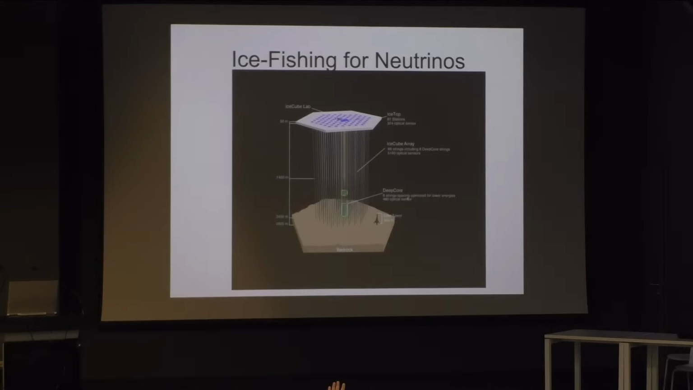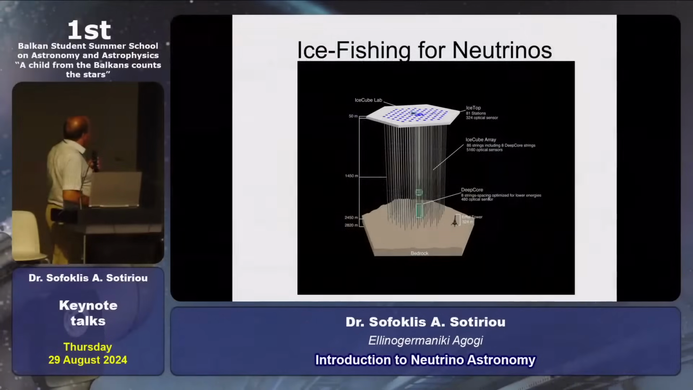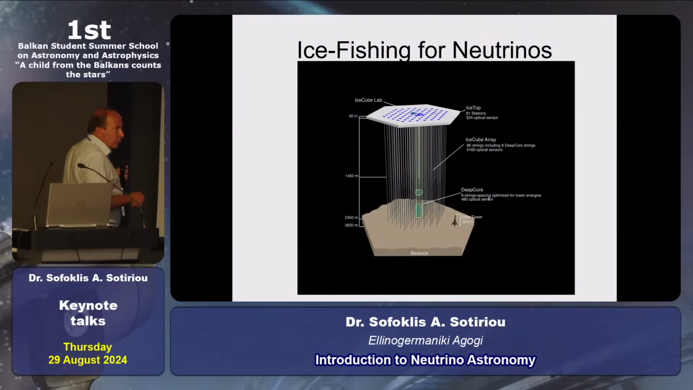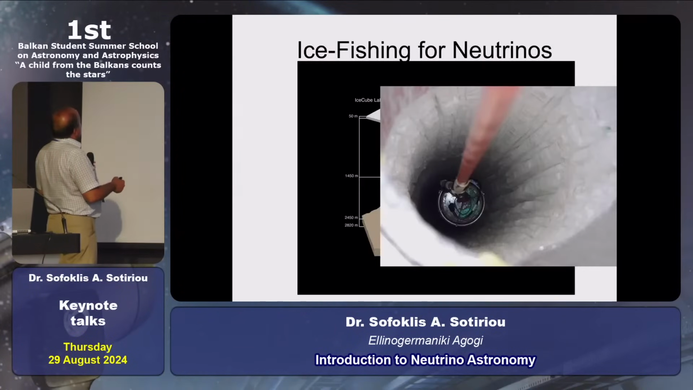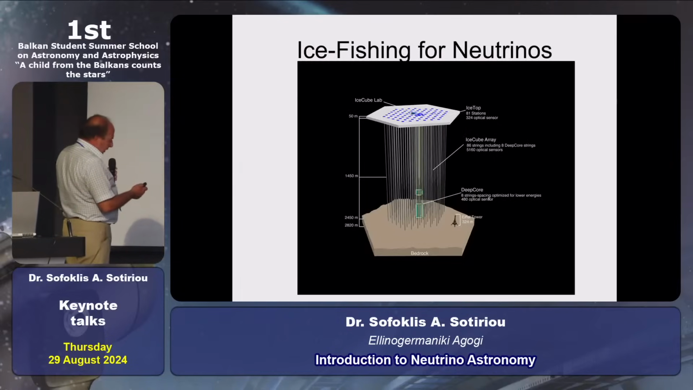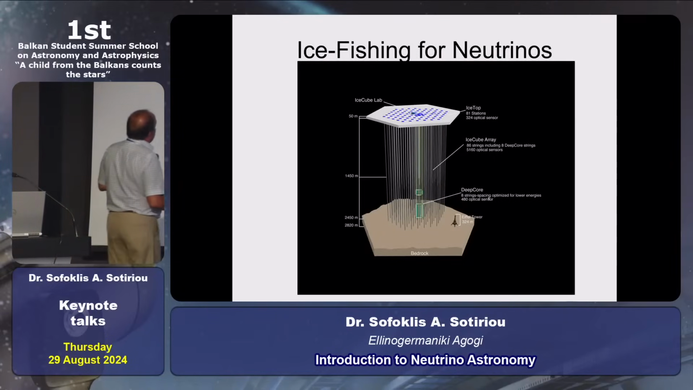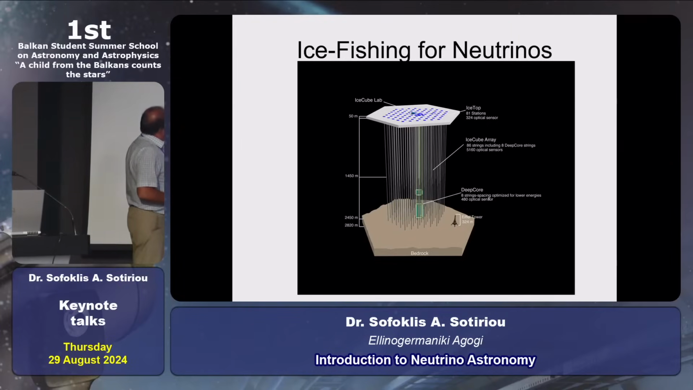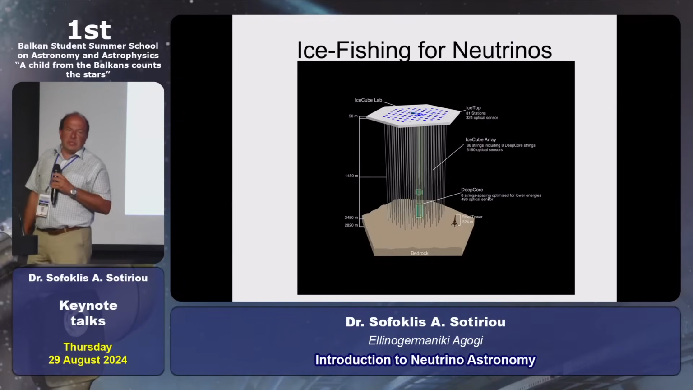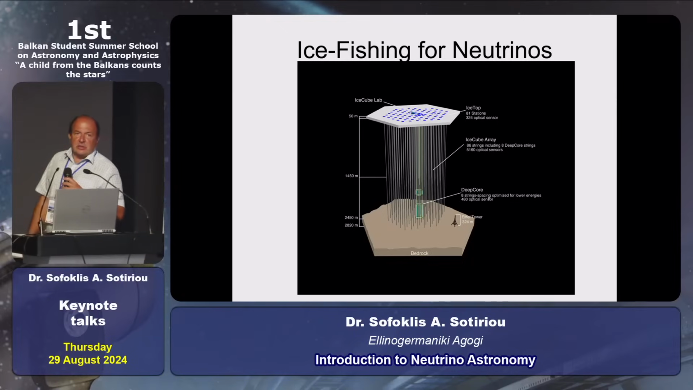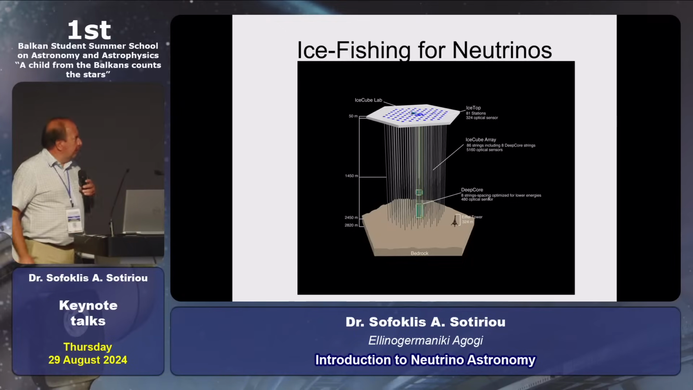Okay, the other case, I would say, the other case are the IceCube detector. Okay, the IceCube neutrino detector is located in Antarctica.